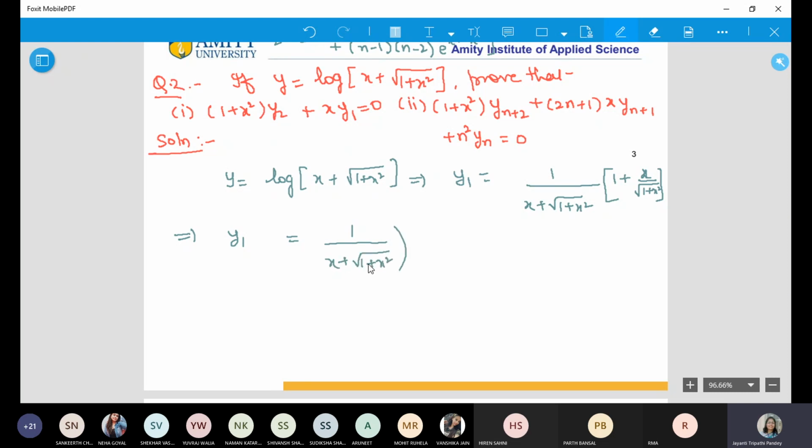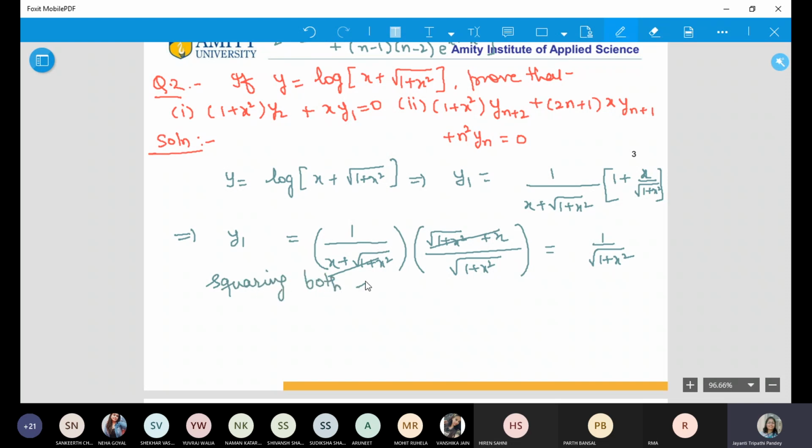See, I'm just simplifying the first derivative. So this and this is cancelled and we get... Right. Now square both sides. y1 square is 1 upon 1 plus x square. That means we can write it like this.